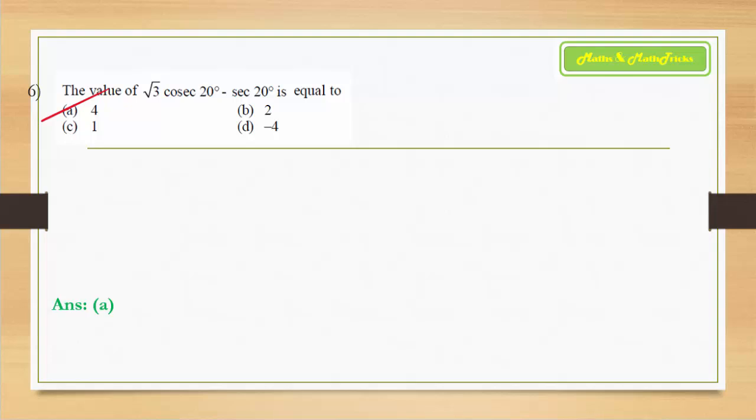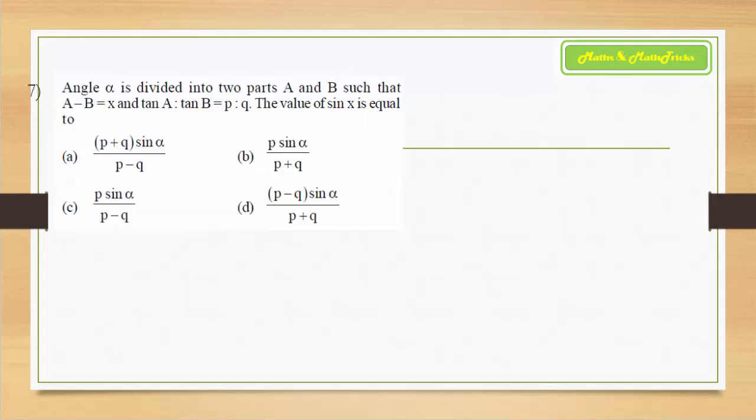Alright, coming on to the next question, which is again on trigonometry. You know that angle alpha is divided into 2 parts, A and B. So basically A plus B adds up to alpha. But what else do they say? Also such that A minus B is equal to X. So when you know this, you can handle this.